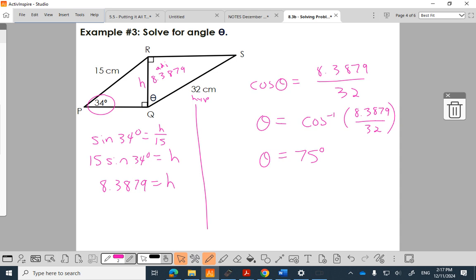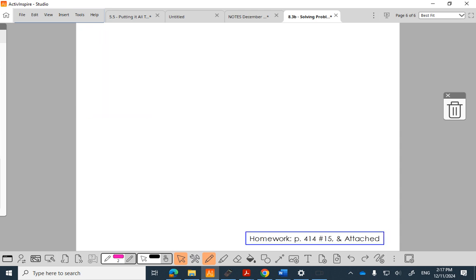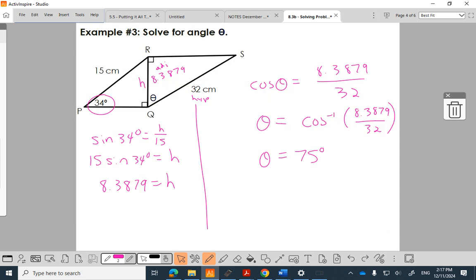How are we doing? Two more examples? No, one big example. One big example left to go, right?